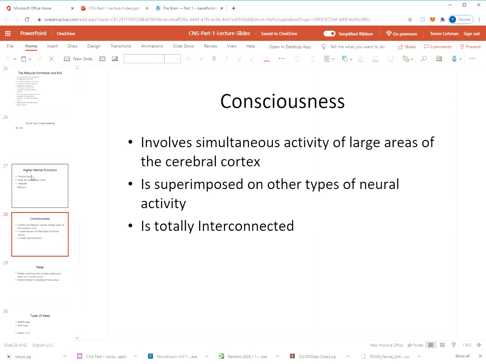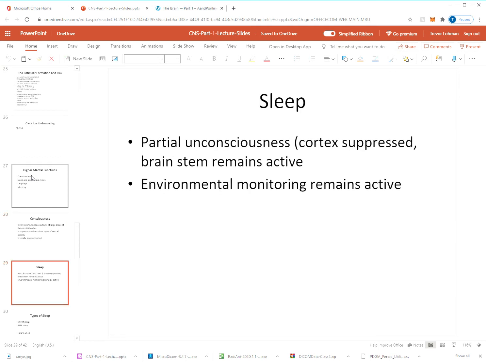But there's clearly a difference between being awake and being asleep. And that difference is consciousness, whatever that is, whatever that special something is, we have it. Thank goodness. Sleep is partial unconsciousness. So complete unconsciousness would be death. So I guess I shouldn't say the difference between being awake and being asleep is consciousness, but that's basically what it is. It's partial unconsciousness. Your cortex is suppressed, but your brainstem remains active.